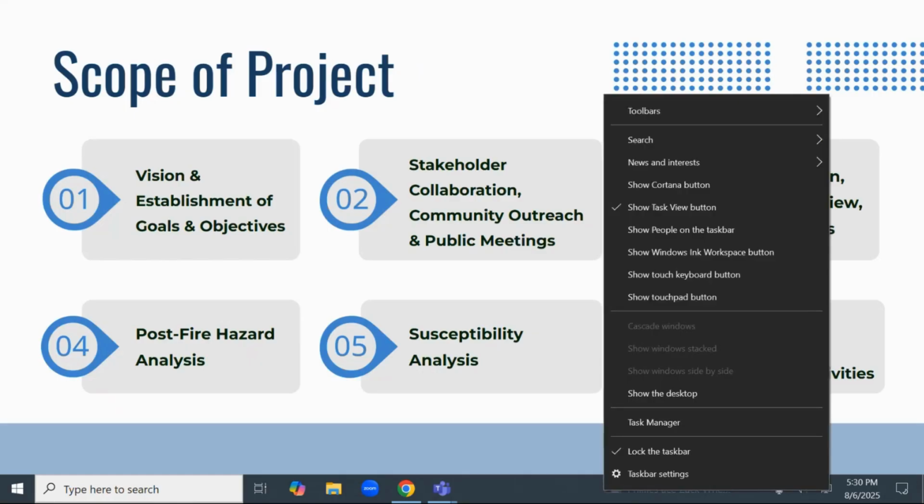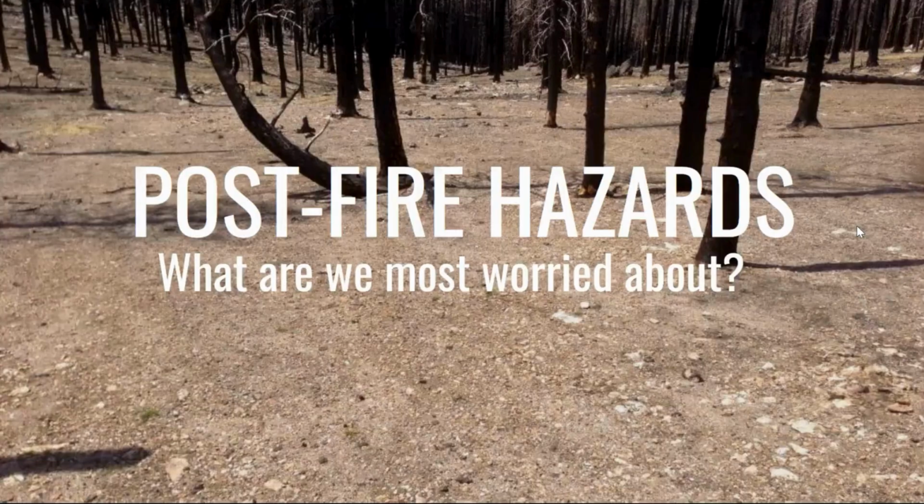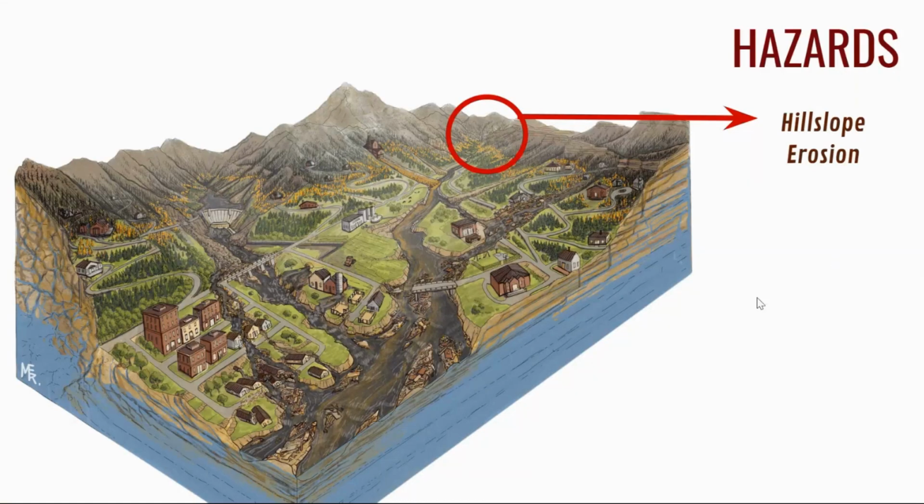Post-fire hazards, what are we most worried about? So post-fire hazards include things like hill slope erosion. So when you burn up a forest, there's a lot of vegetation loss, of course, and all that vegetation before the fire was there to catch rainfall, and so it doesn't hit the ground quite as hard. And then when it hits the ground, there's things like roots and little micropores that the water can infiltrate into, and it slows the water down when there's vegetation there.